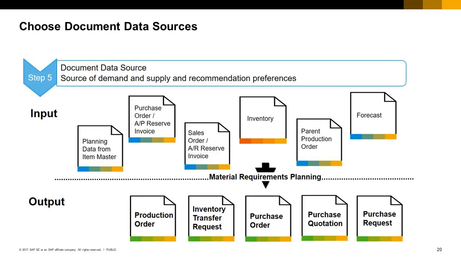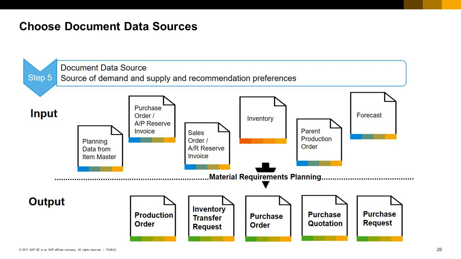You've already chosen a planning horizon for your MRP run, but you also have the option to include historical data in the run. Then you decide which sources of supply and demand to include in this MRP run. Which supply documents do you wish to include from purchasing? You can include purchase requests, purchase quotations, purchase orders, AP reserve invoices and blanket purchase agreements as expected receipts. Which demand documents do you wish to include from sales?